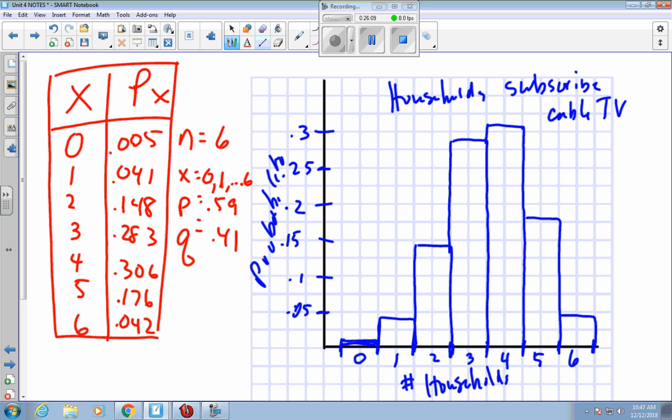Okay, any questions on that? All right, and we'll do more practice tomorrow on this. Okay, I've got one little thing left to do, and then I'm done.